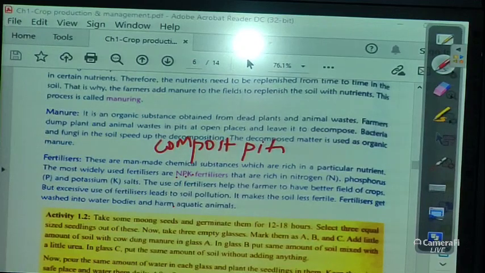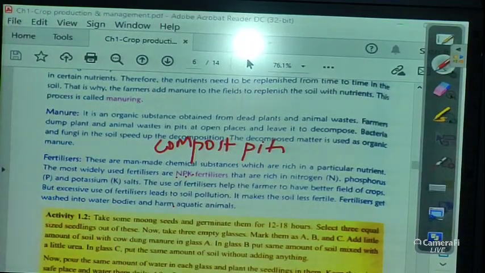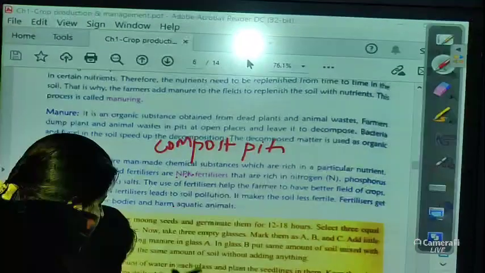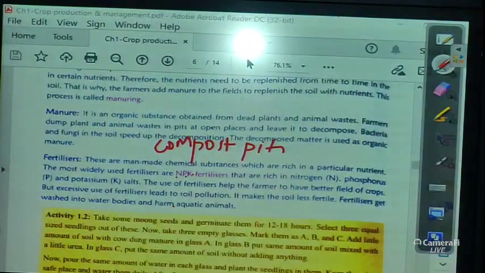So when the farmer uses fertilizer, what happens? The field crops are very good and healthy. But the excess use of fertilizer can harm the soil as well. It can reduce the fertility of the soil and lead to soil pollution. It makes the soil less fertile. Fertilizers also get washed into water bodies and harm aquatic animals. So excess use of fertilizer harms the aquatic animals and causes soil pollution.